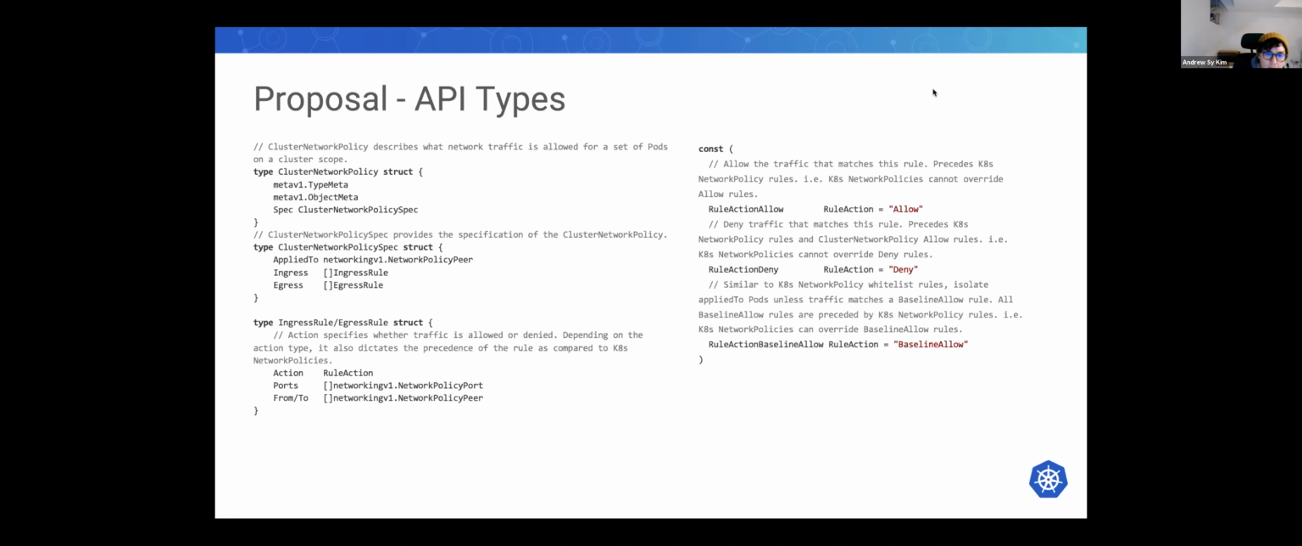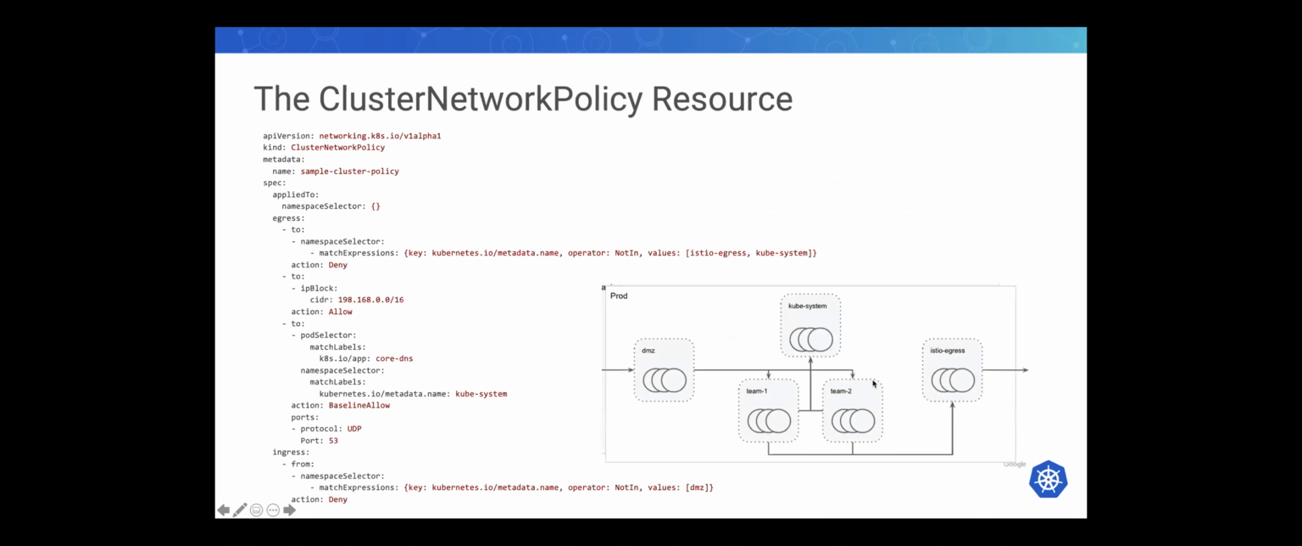Okay, so this is how the API types look for the cluster scope resource. This is how a sample cluster network policy resource may look in YAML form. You will see that there is no namespace here. The name is a sample cluster network policy, and it applies to a namespace selector which is empty, which is similar to Kubernetes semantics: an empty namespace selector selects everything. So this will be applied to all the namespaces that come up in the cluster.